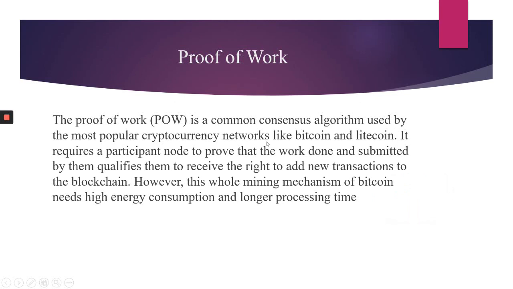Proof of work is a consensus algorithm used by the most popular cryptocurrency networks like Bitcoin and Litecoin. It requires a participant node to prove that the work done and submitted by them qualifies them to receive the right to add new transactions to the blockchain. If someone doesn't put the right information on the blockchain system, even if they have the right transactions, private key and public key, and don't put the right information of their profile, then the transaction will be rejected. However, this whole mining mechanism of Bitcoin needs high energy consumption and longer processing time. It takes very big servers for mining and a long processing time.